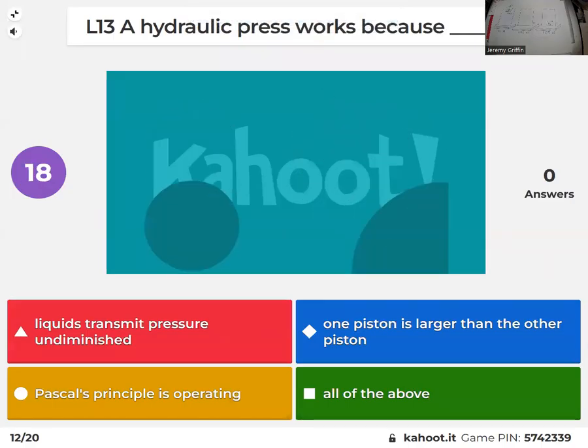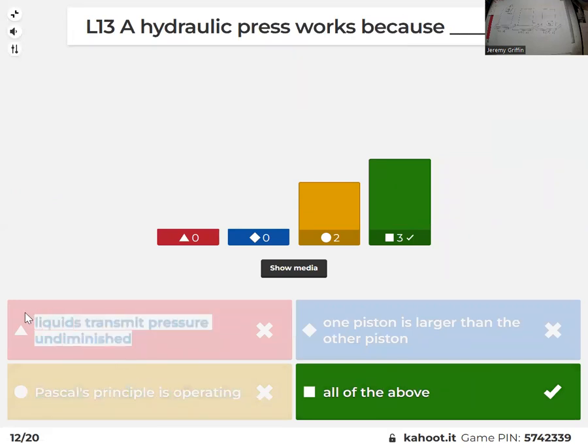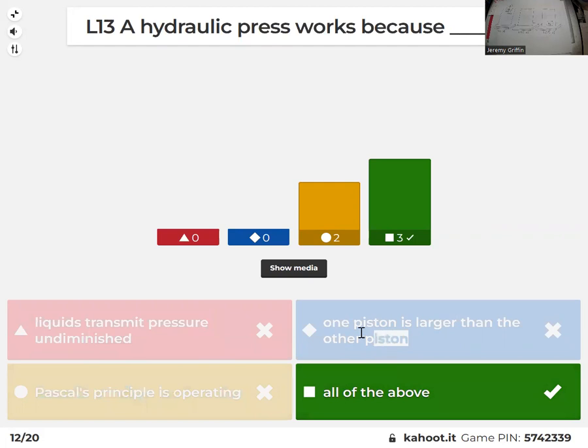Hydraulic press or hydraulic lift works because of Pascal's principle. Yeah, so all true statements. In fact, the red one and the yellow one say exactly the same thing. Pascal's principle is that liquids transmit pressure undiminished. Maybe you could say there's a little bit more pressure with depth as you go down, but definitely equal pressures at equal elevations. And then the blue one brings in the mechanical advantage, the fact that you have different piston sizes.